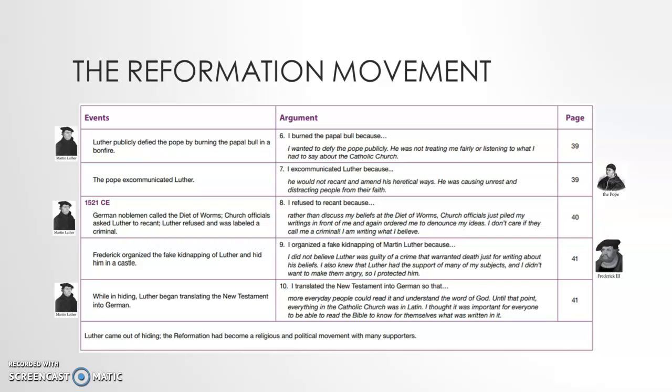Frederick organized the fake kidnapping of Luther and hid him in a castle. Frederick didn't believe that Luther was guilty or that he warranted death, so he decided to hide him and protect him. While in hiding, Luther began translating the New Testament into German. Every day more people could read, so he wanted to make it more accessible to everyone else. And Luther came out of hiding. The Reformation had become a religious and political movement with many supporters.